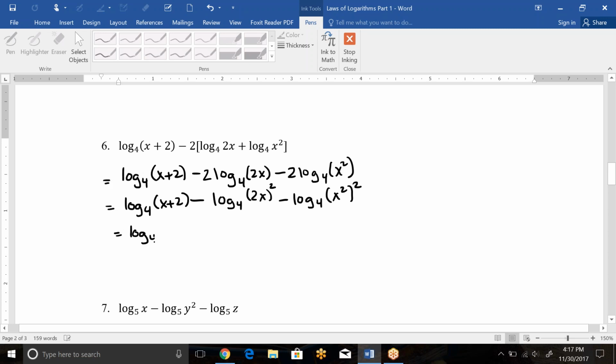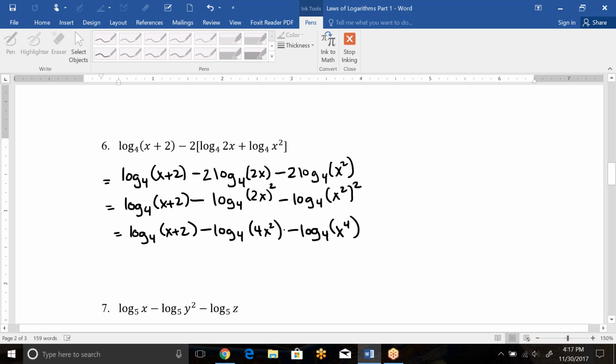This is log base 4 of x plus 2 minus log base 4. Now you're having to square both the 2 and the x, so that's going to be 4x squared. And then minus log base 4 of, this is 2 times 2 because it's power, so that's going to be x to the 4th. Okay.